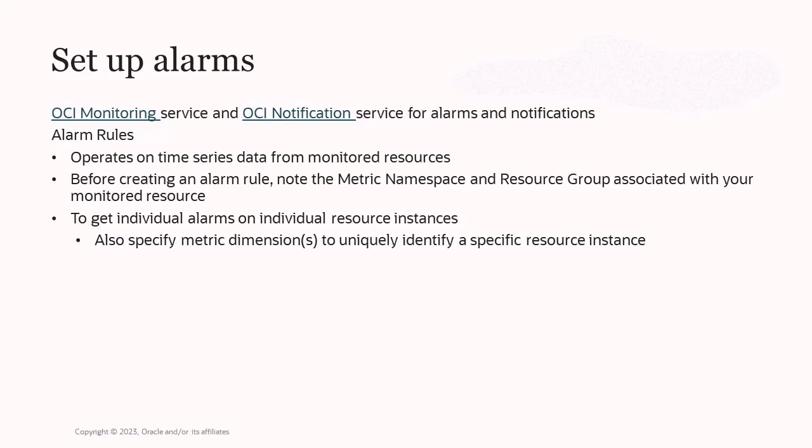And the one thing to note is before creating an alarm rule, you've got to know the metric namespace and if there's a resource group associated with your resources. And we'll go over those here in the next slide. And to get into individual alarms, then you're going to specify the metric dimensions for, say, like resource name and actually provide it if you want it to be per resource.